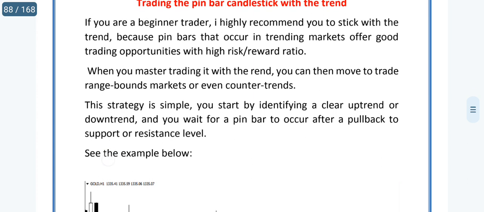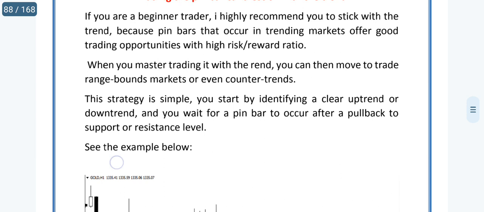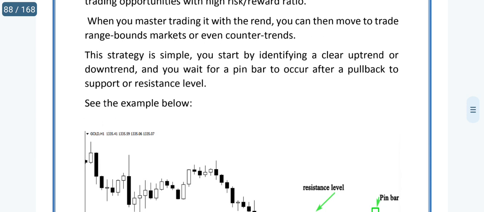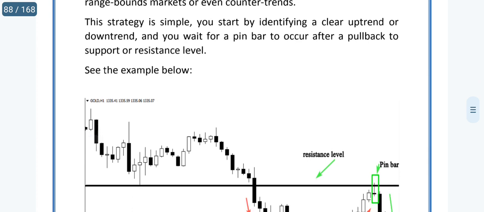And if you are a beginner, you have to stick with the trend, because the penny bars that occur in the trending markets offer good trading opportunities with a high risk to reward ratio. When you master trading it with the trend, you can then move to trading range bound markets or even counter trending markets. This strategy is very simple.